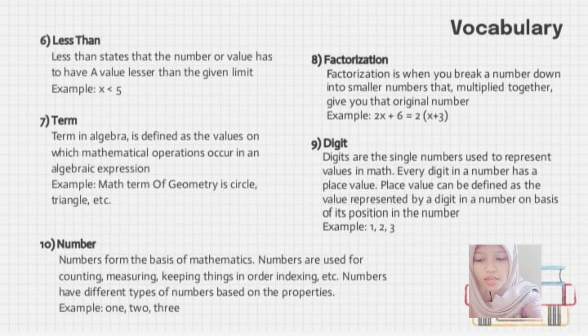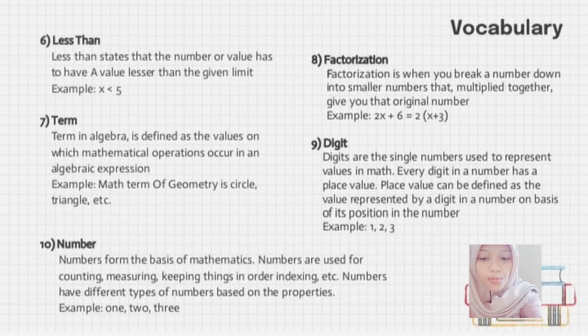Next, the seventh vocabulary is term. Term in algebra is defined as the value on which mathematical operation occurs in an algebraic expression. Example is math terms of geometry, which are circle, triangle, and others.